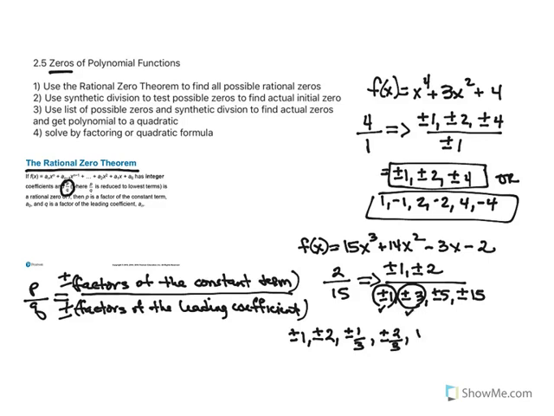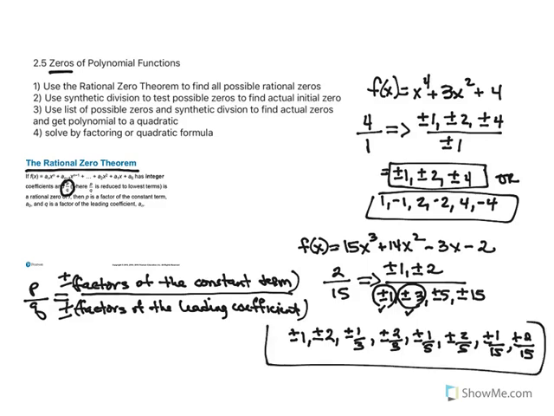Next, the 5. The 5's not going to divide into them evenly, so I'm going to just write them as fractions. The top over the bottom. And then same thing for the last one, plus or minus 1/15, plus or minus 2/15. And that's it. So this is the list of all of the possible rational zeros for this particular polynomial function.